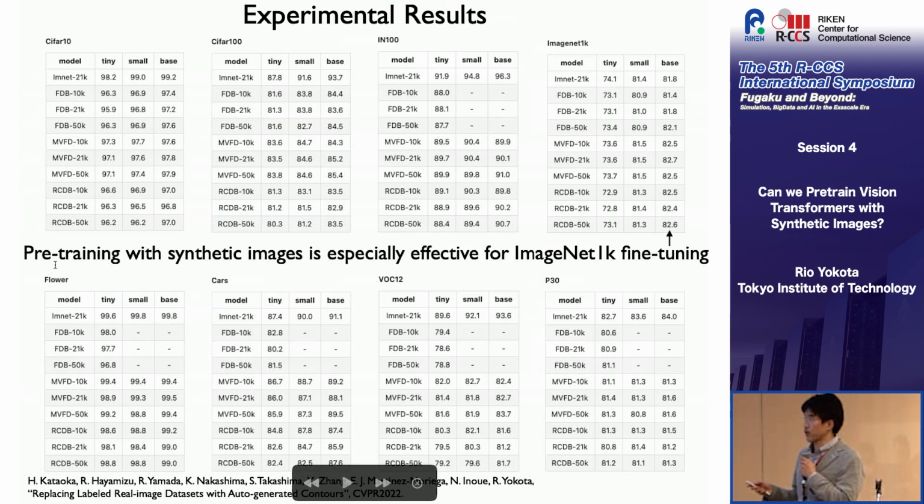Okay, so there's a bunch of numbers shown in this slide, but the one that is most significant is shown here. So only the top row is a real data set. This is ImageNet 21K, and the rest of the other rows are all different types of synthetic data sets. And as you can see here, as we increase the model size, the accuracy generally increases for everything. But compared to the real data set, we are getting very competitive performance and sometimes even exceeding the performance of ImageNet 21K pre-training.